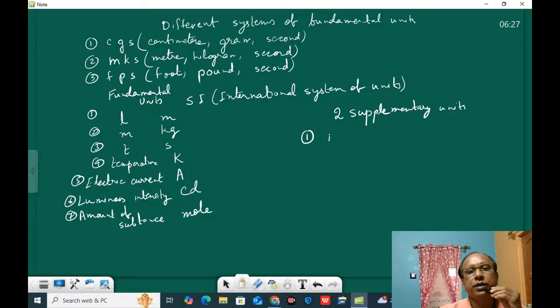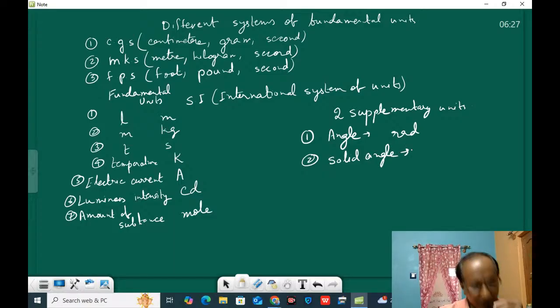One is angle. We know that angle is measured in radian, and radian is the unit of the circular system. Number two is solid angle, which can be measured in the unit of steradian, or sr. Angle is measured in radian and solid angle is measured in steradian. These are the two supplementary units.